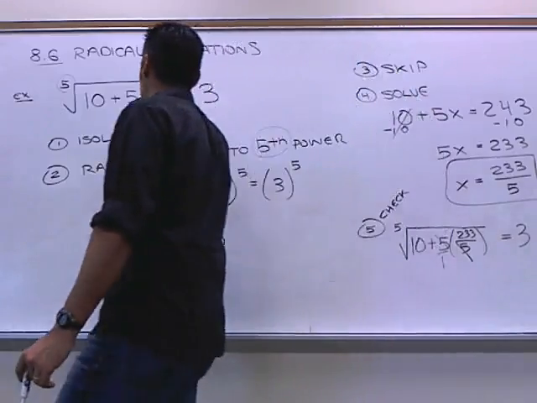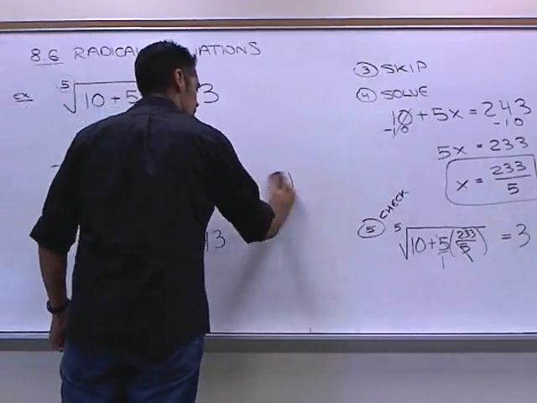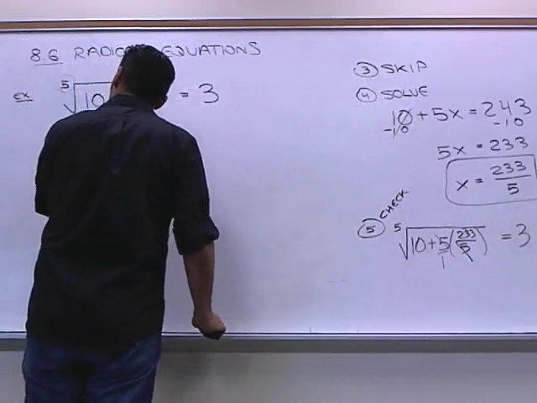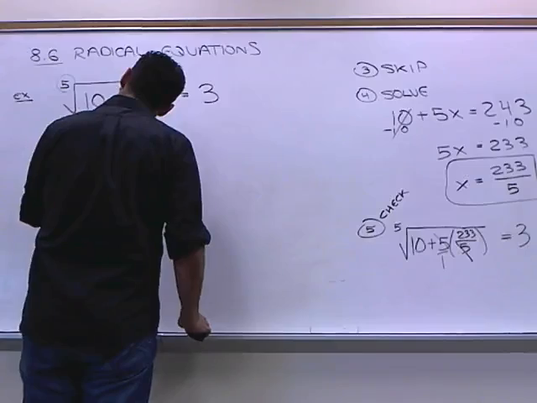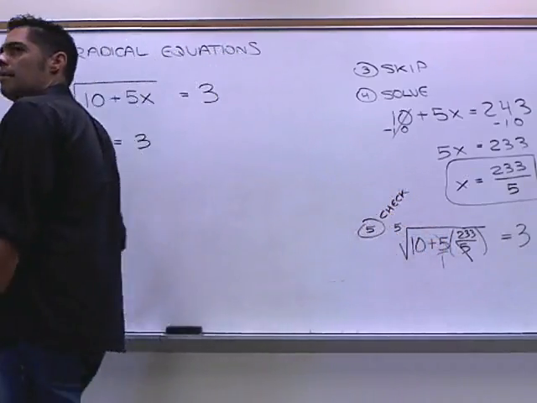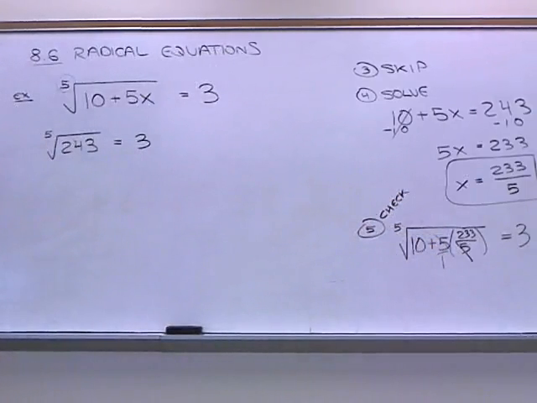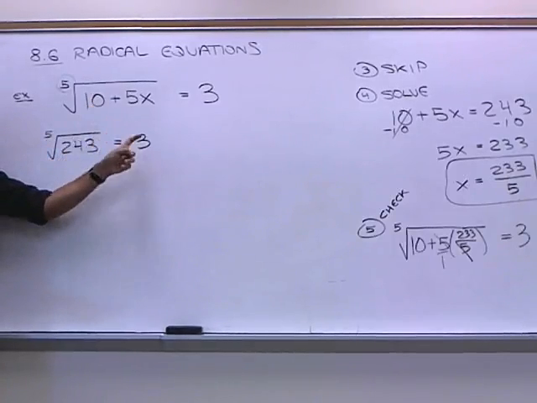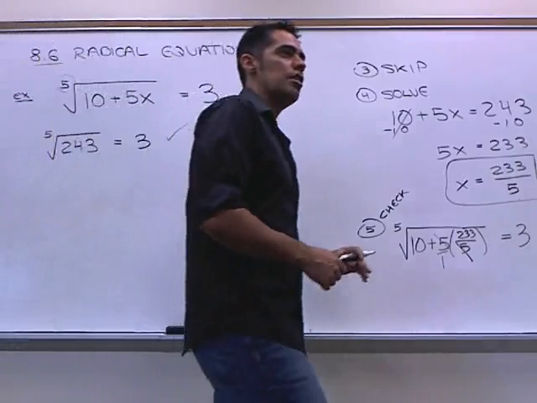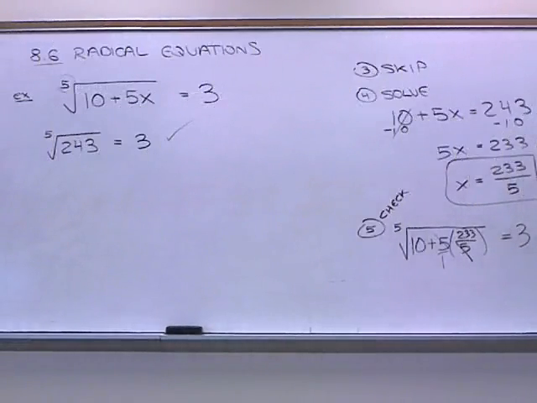So here's where I'm at. I have the fifth root of 243 equals 3. Is that true or not? Yeah, right? If I'm going to say the fifth root of 243 equals 3, that means if I take 3 times 3 times 3 times 3 times 3, 5 times, I should get 243, which you can check for yourself is true. So it checks. All right?